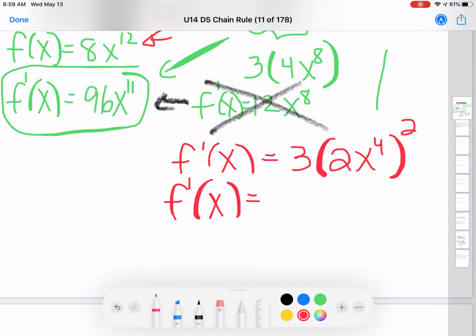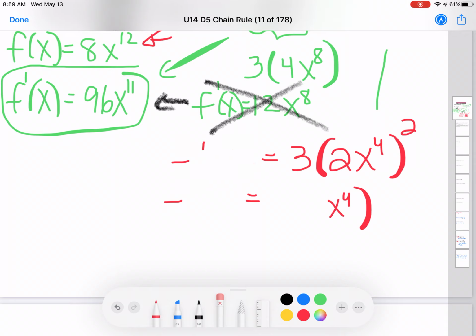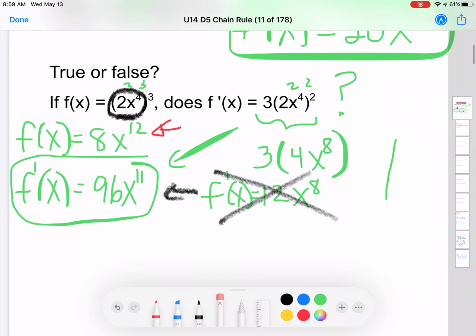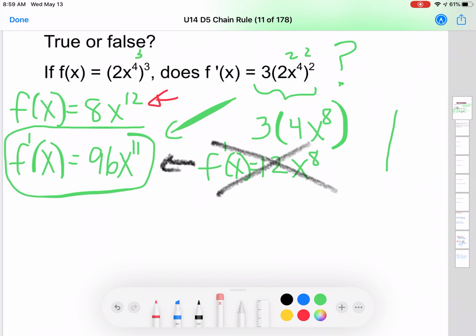Okay, first step is to apply the power rule. So we'll get 6, 2x to the fourth, raised to the, oh shoot, wait, I think I made a mistake. I did make a mistake. Whoopsie, I copied down the wrong thing. Let me go back, sorry. I need to copy this guy down. Okay.